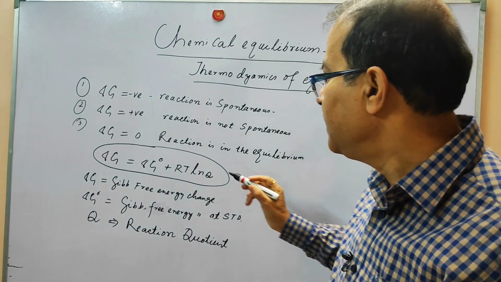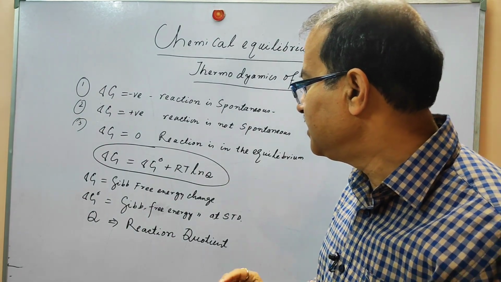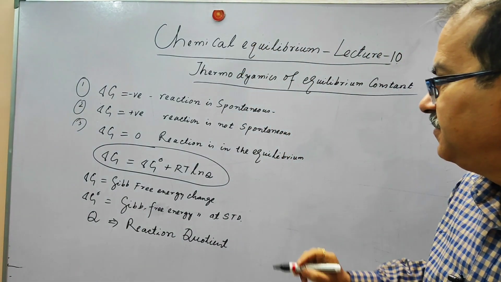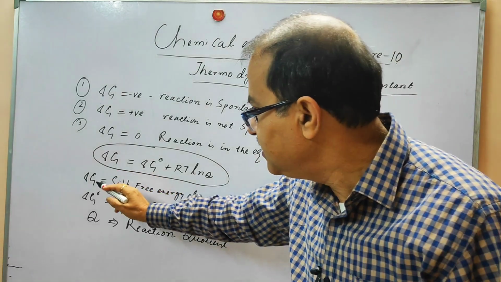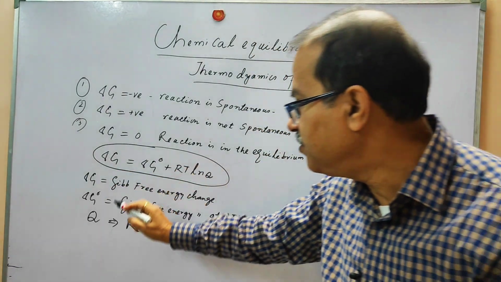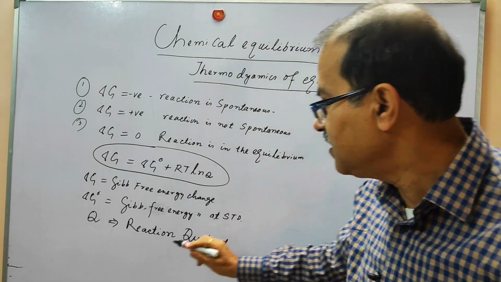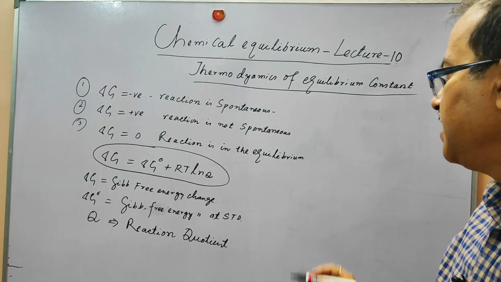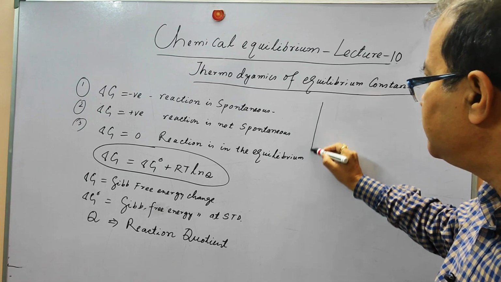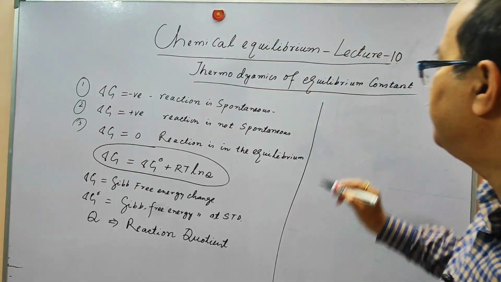And you can see here there is a relationship: del G gives the free energy change, del G 0 gives the free energy change at standard condition, and this is the reaction quotient. And now see, this reaction can be further modified.